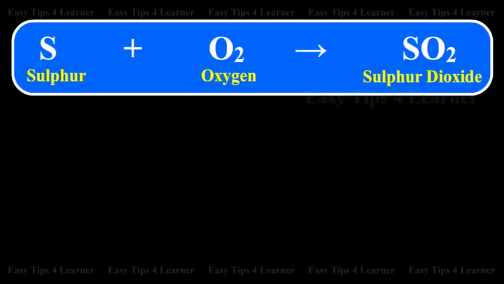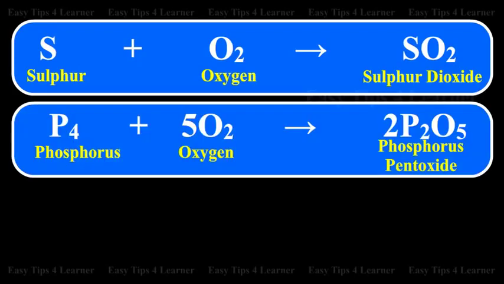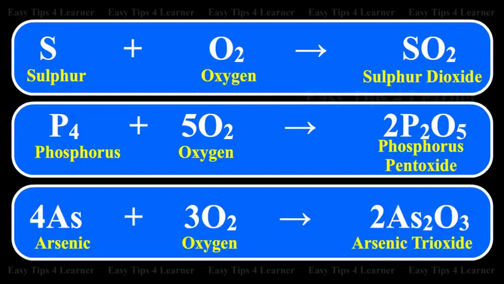Sulfur plus oxygen gives sulfur dioxide. Phosphorus plus oxygen gives phosphorus pentoxide. Arsenic plus oxygen gives arsenic trioxide.